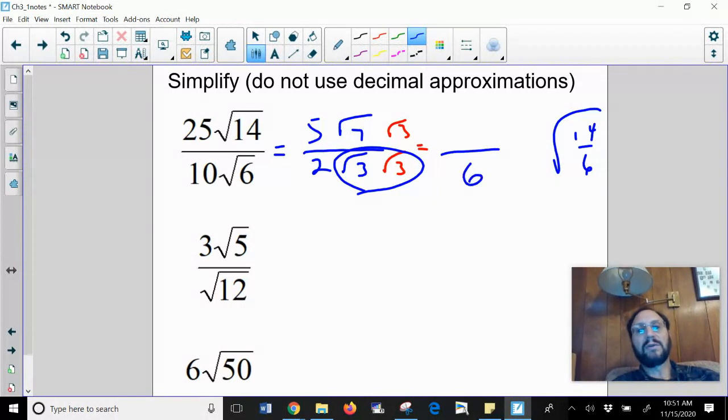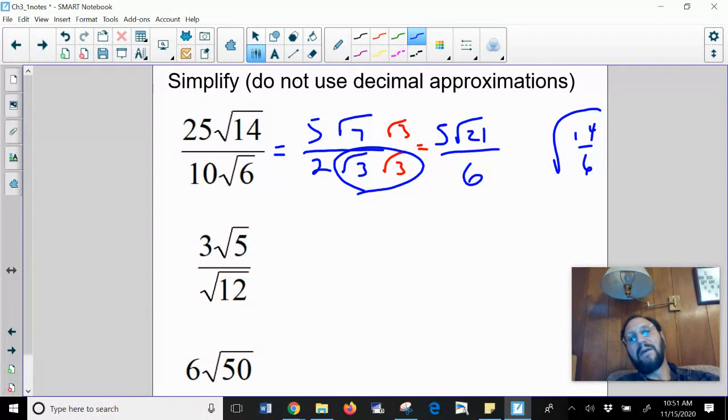And in the numerator, since the square root of 7 and the square root of 3 are both under a radical, we can multiply them together. Now, 5 and 6 have nothing in common, and 21 has no perfect squares in it. So that's the simplified version.